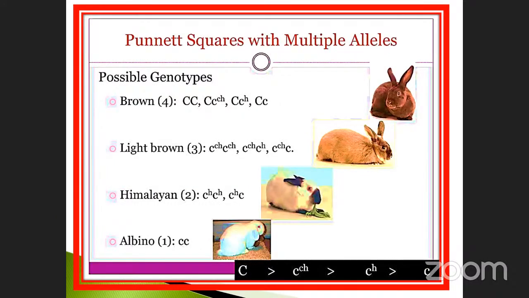Albino, small c, and then this one, light brown. For these colors also, how many are possible? Brown 4, light brown 3. So you have to calculate here 1, 2, 3, 4. In ascending order you calculate: A 1, H 2, L 3, B 4. Like that you calculate it, it will be better. Understand that one also.